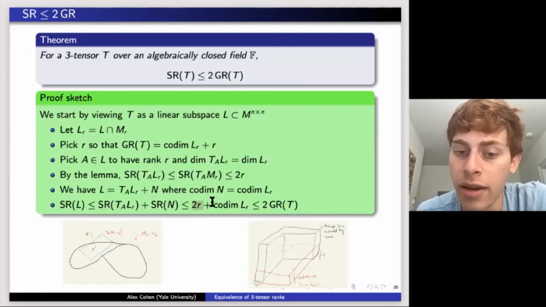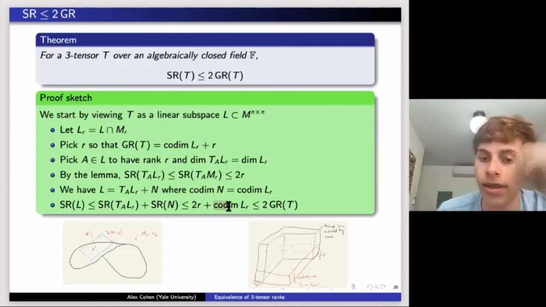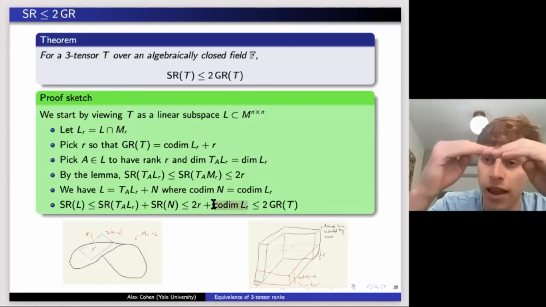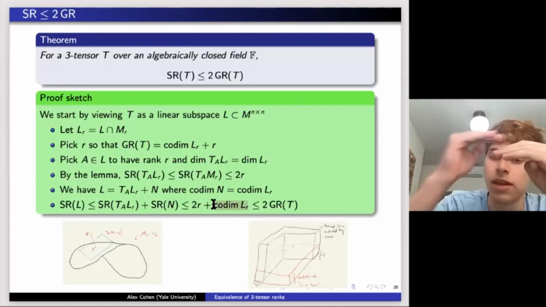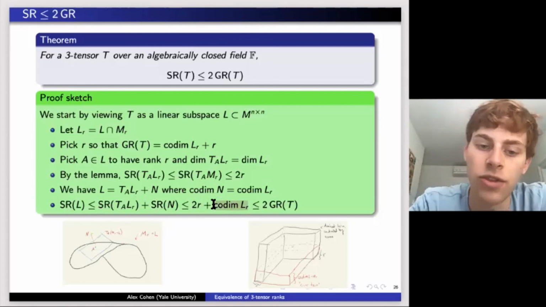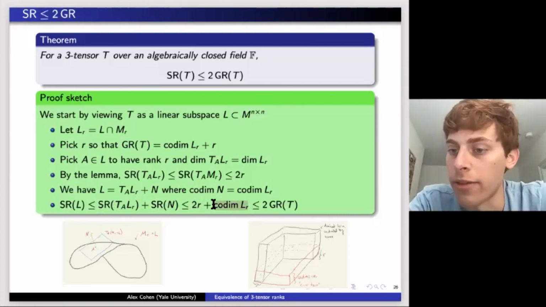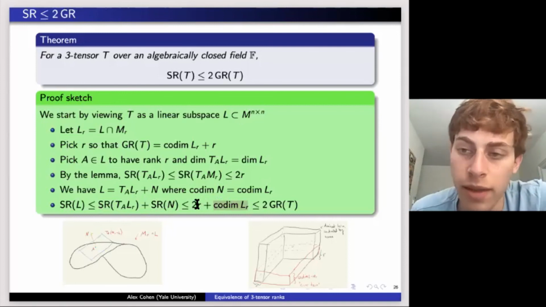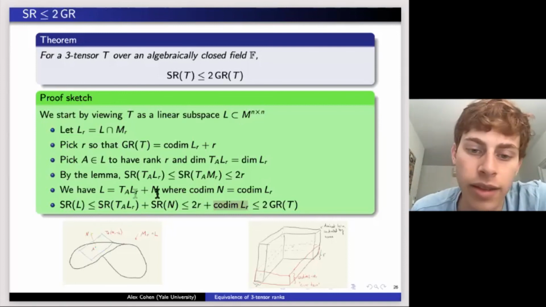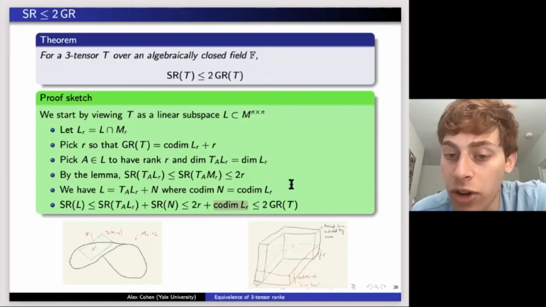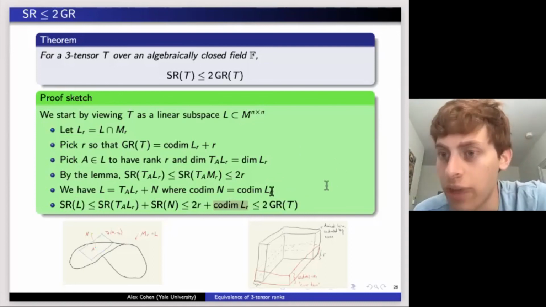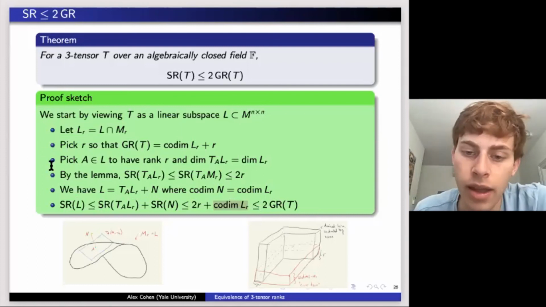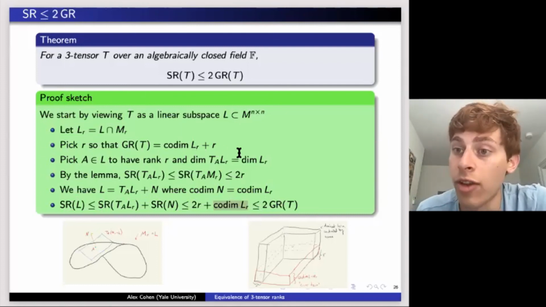And the slice rank of N, because it only has a number of stacks equal to the codimension of L_R, is at most the codimension of L_R. We just take the decomposition where the slices are each piece of N coming from the basis. Then we break this 2R into R plus R, and we get slice rank at most R plus the codimension of L_R, which is R plus the geometric rank, which is at most twice the geometric rank. So overall, the slice rank of L, which is the slice rank of the tensor, is less than or equal to twice the geometric rank.